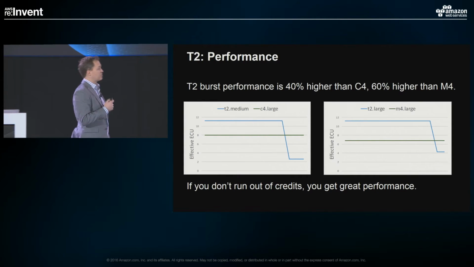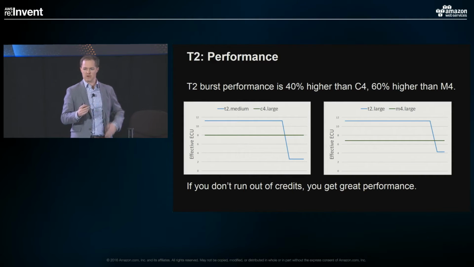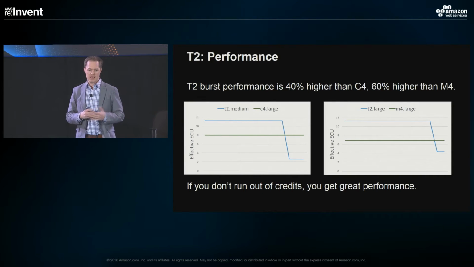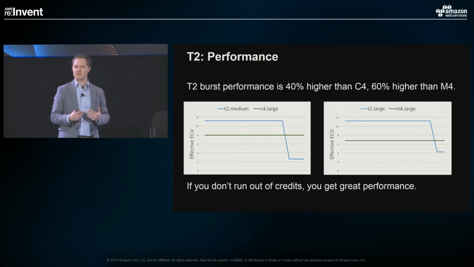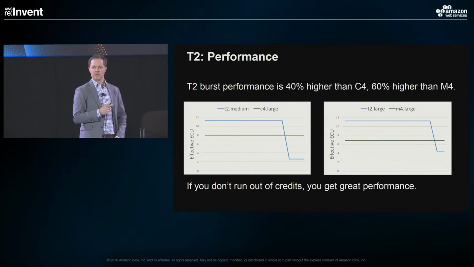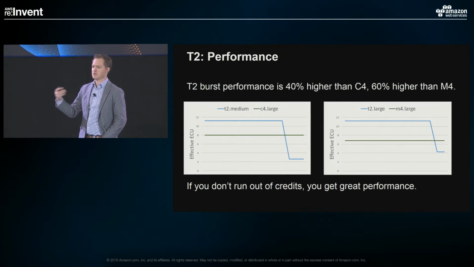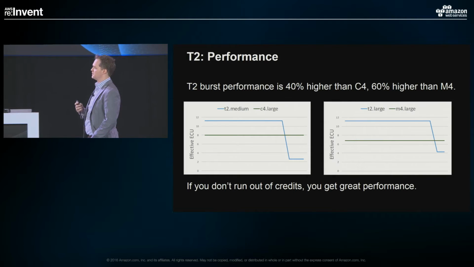The question there was, are those both supposed to be T2 medium? They're actually not. A T2 medium and a C4 large are very similar specifications, and a T2 large and an M4 large are actually very similar specifications. So these are the instances that are most comparable here. Similar charts to the one on the right would apply for the T2 X large and 2X large as well.